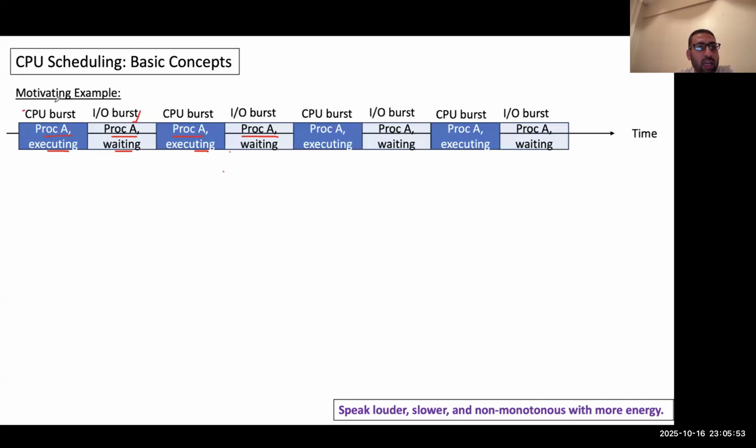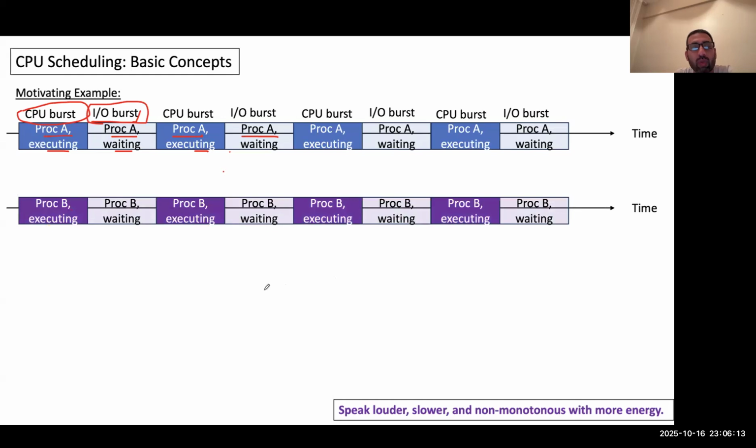Now, the duration where the process is doing some computation is known as CPU burst. And when it is waiting for some event to complete, it is known as IO burst, right? So the execution of a process is a combination of CPU bursts and IO bursts. Now let's say we have another process, process B, which also has a similar pattern, with an interleaving of CPU burst and IO burst. Sometimes it is doing computation and then again waiting for some event to complete, and so on, right?